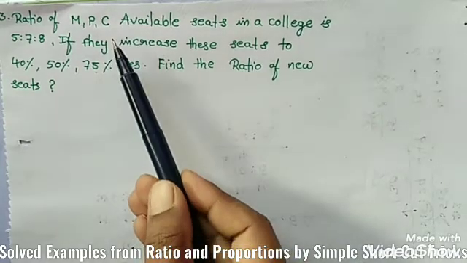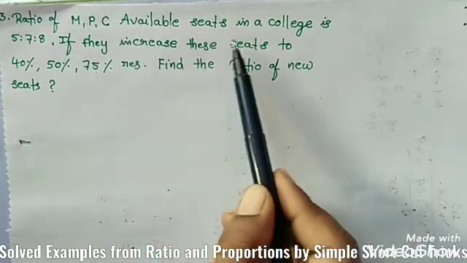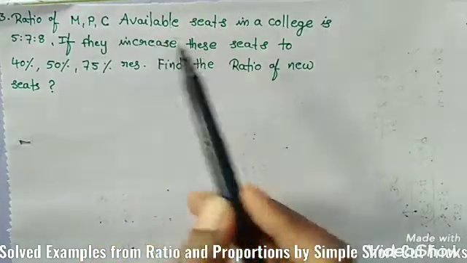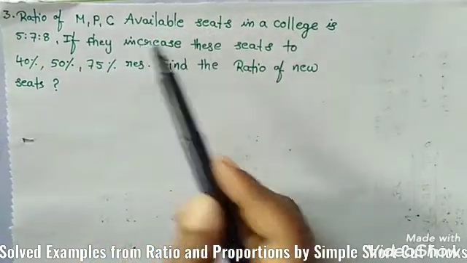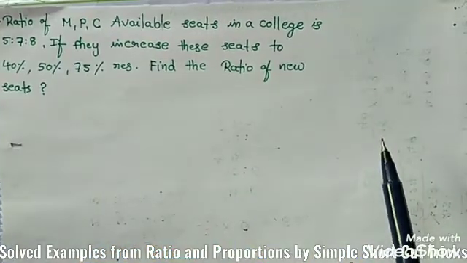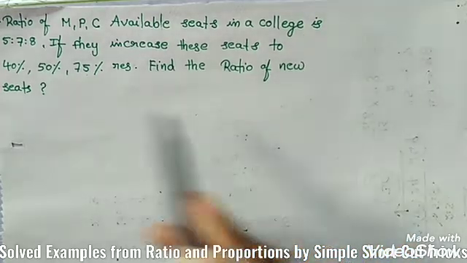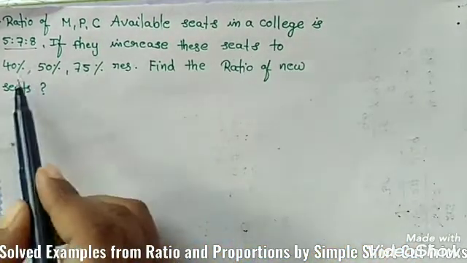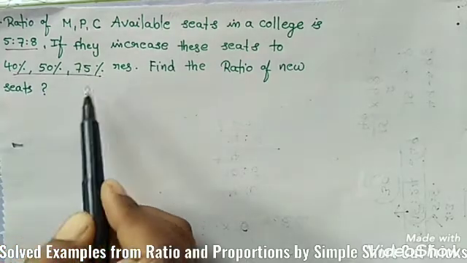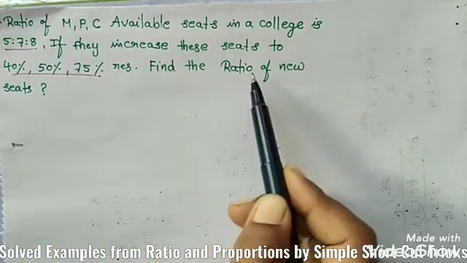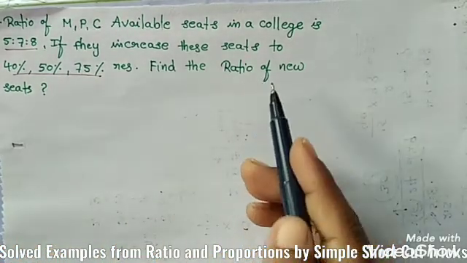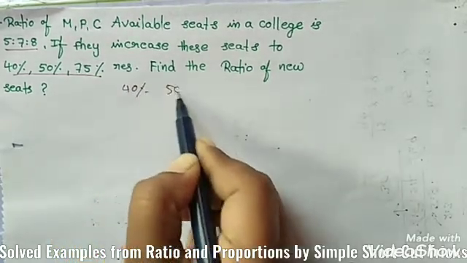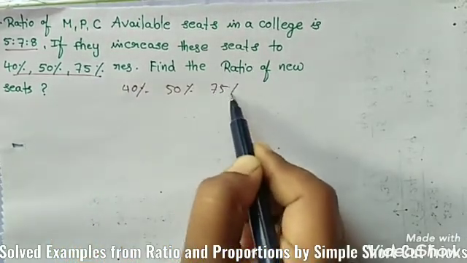Here we have the third question. The ratio of available seats in a college for the subjects maths, physics and chemistry is 5:7:8. If they increase these seats by 40%, 50% and 75% respectively, find the ratio of the new seats. Here they have given 40%, 50% and 75%.